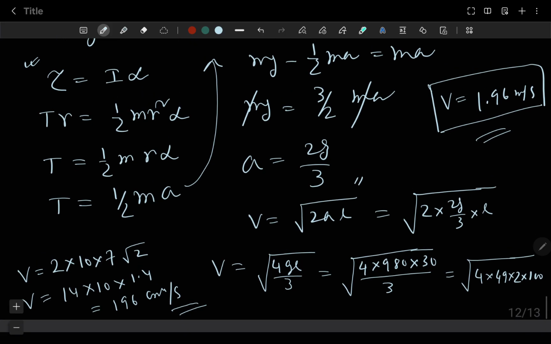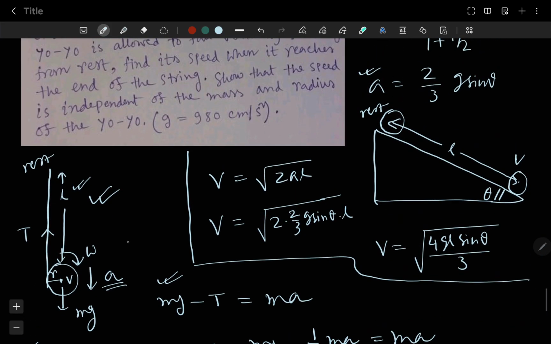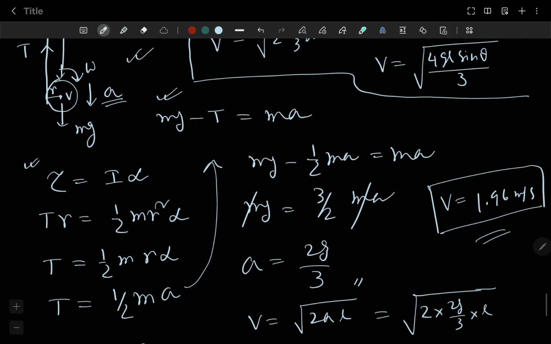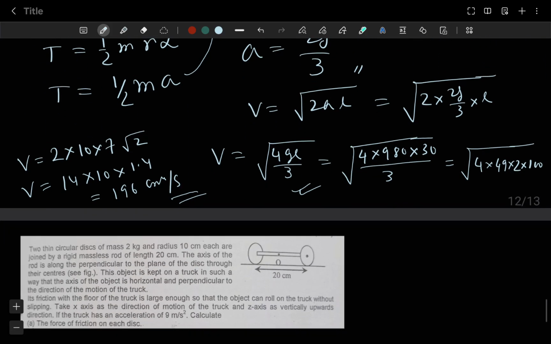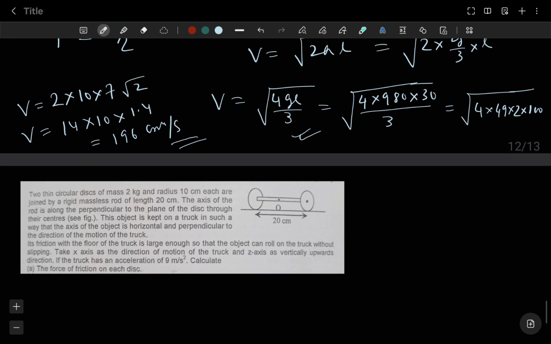Okay, see this velocity, root 4gl by 3, it is independent of the mass and radius of this cylinder, yo-yo cylinder. Okay, see, fine, no m is there, no r is there. All right, okay, now let's do the next problem.